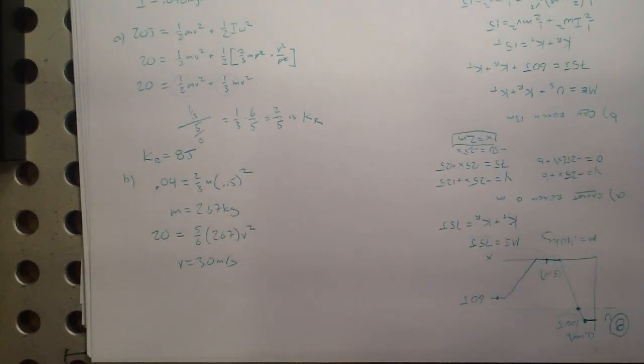So the velocity is 3 meters per second. Part C. When the sphere is moved 1 meter up the incline from its initial position, what are its total kinetic energy and the speed of its center of mass? So now it's gone 1 meter up the incline.